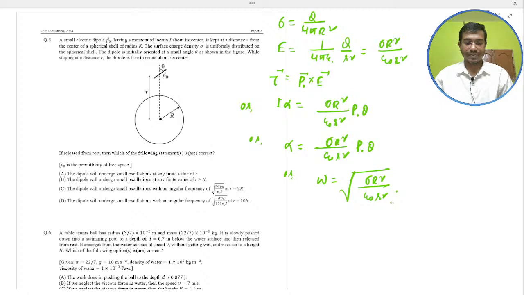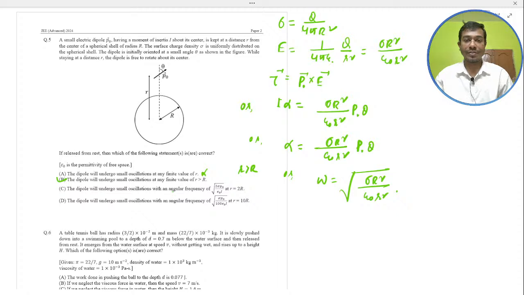Now check the options. Option A is incorrect because the dipole will undergo small oscillation at any finite value of r. The dipole will undergo small oscillation at finite value. This is for r greater than R. Okay, this is correct. B.